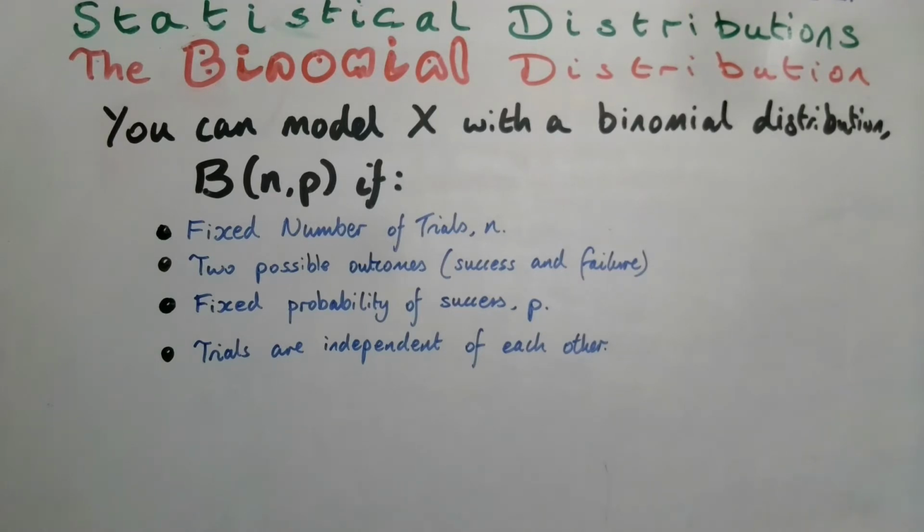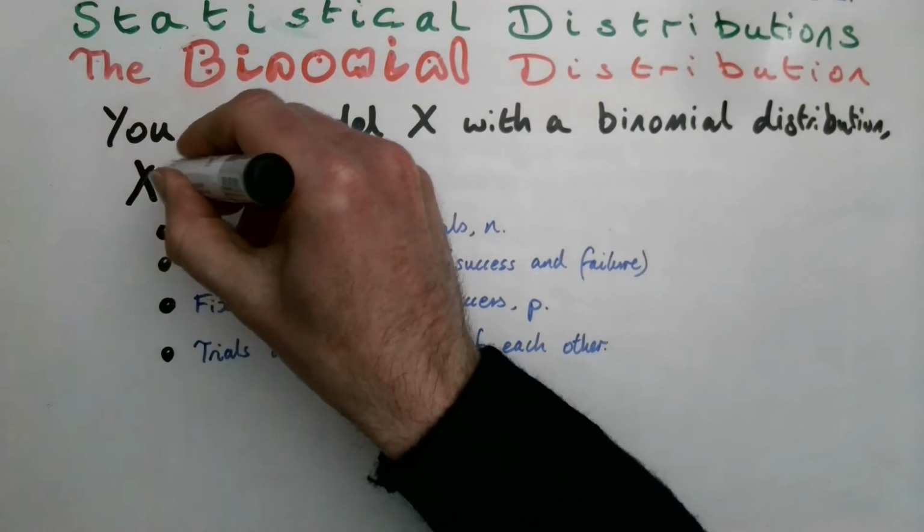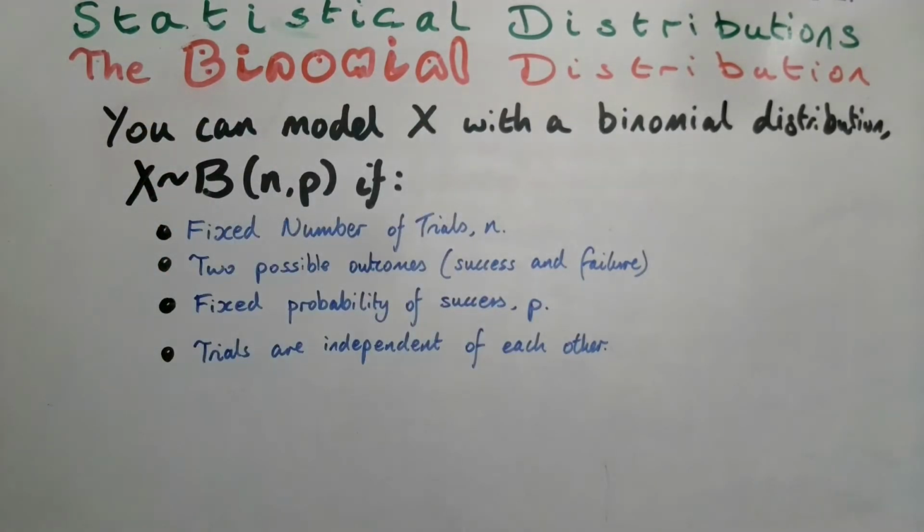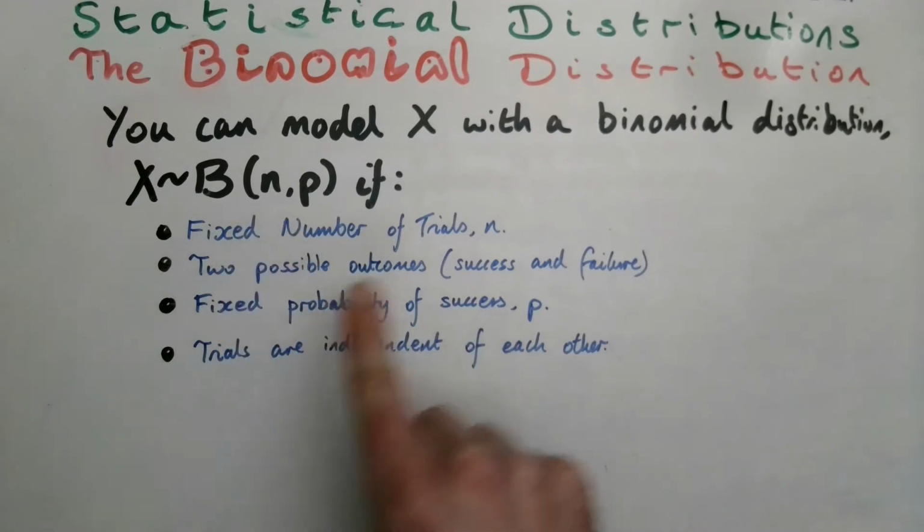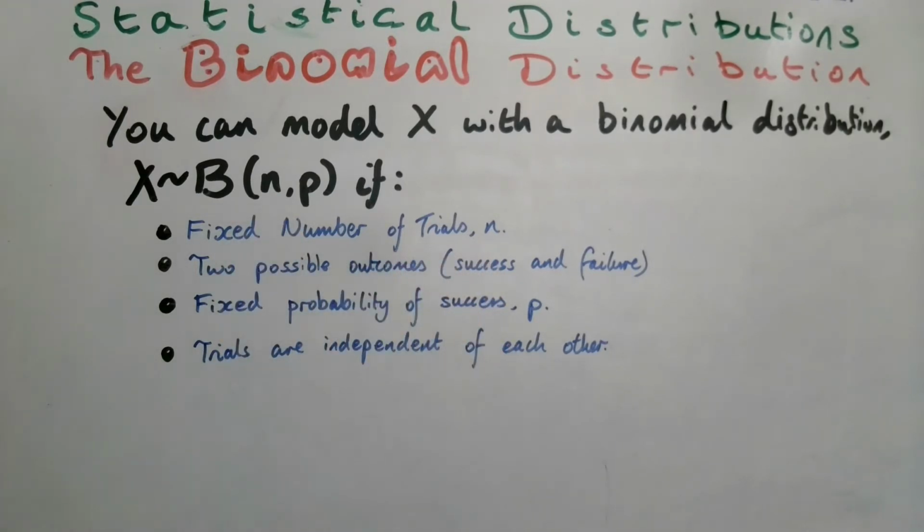Right, now there are four things that have to be true before you can use a binomial distribution. So you might want to make a note of this. It comes up quite a lot. Number one is you've got to have a fixed number of trials. And we talk about a binomial distribution in these terms. Normally you'd have X can be represented in a binomial distribution with n being the number of trials. It's got to be a certain number, and p being the probability of success, which will always be the same.